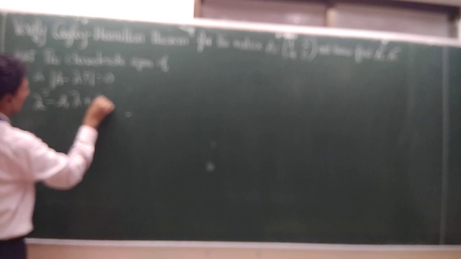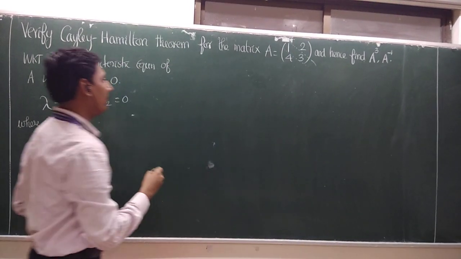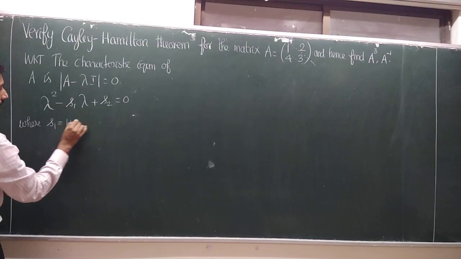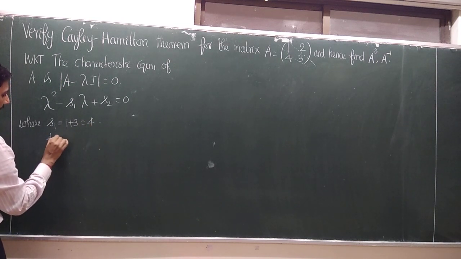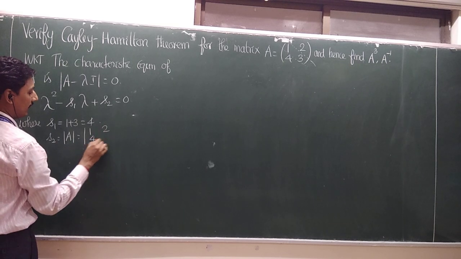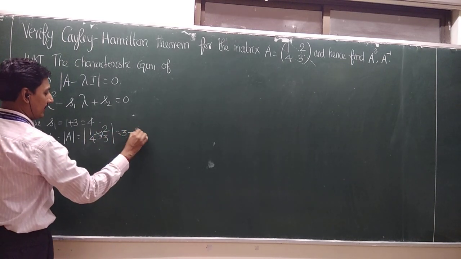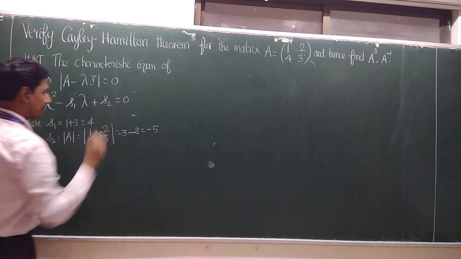So this is the 2 by 2 matrix, so it is lambda squared minus S1 lambda plus S2 equal to 0. What about S1? S1 is the sum of the leading diagonal elements, often called the trace of the matrix. So 1 plus 3 is equal to 4. What about S2? S2 is the determinant of the matrix [1, 2; 4, 3]. So this is equal to 3 1s are 3 minus 4 2s are 8, which is equal to minus 5.